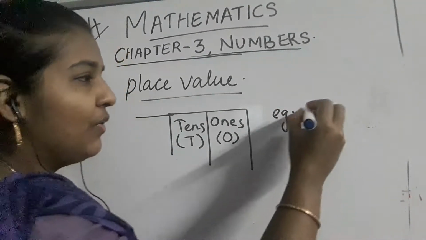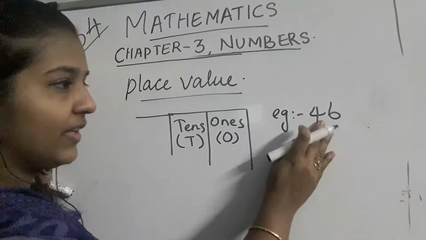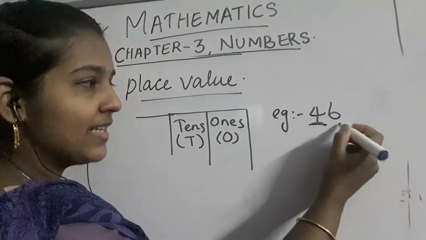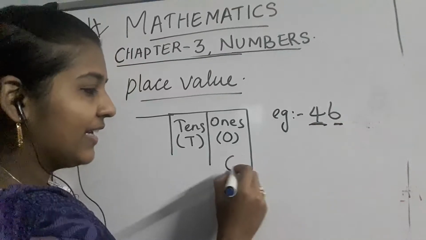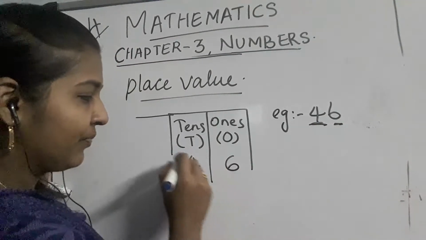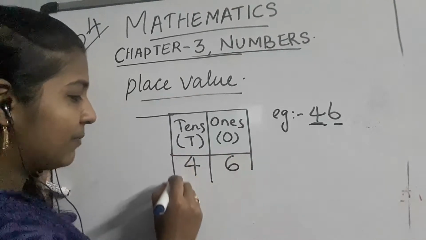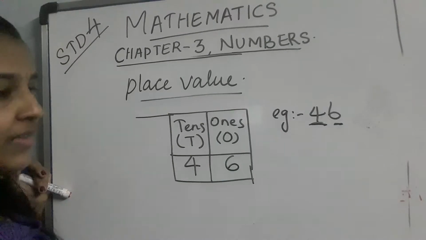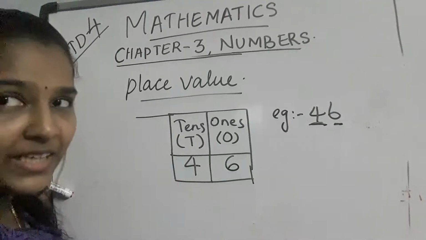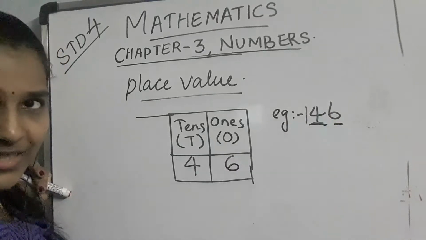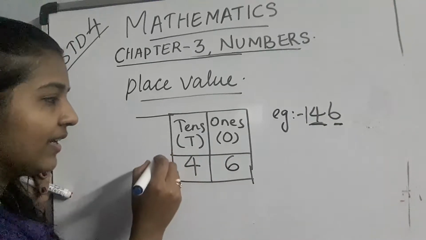That is 46. If we are taking the number 46, then it has 4 tens and 6 ones. So we can arrange it like this: 4 tens and 6 ones. 4 in tens place and 6 in ones place, right? And I am taking another 3-digit number, and that is 146. So how can we arrange it?